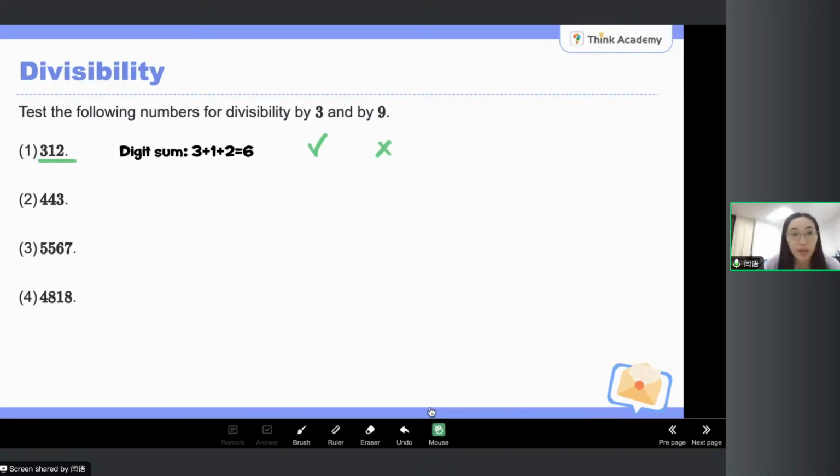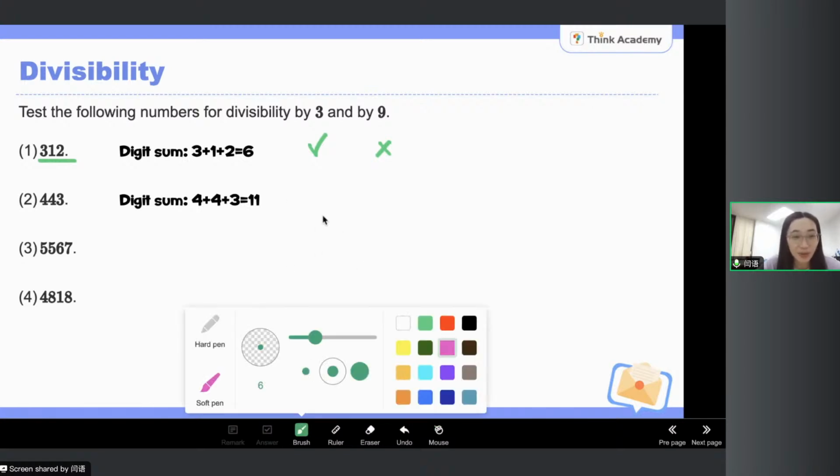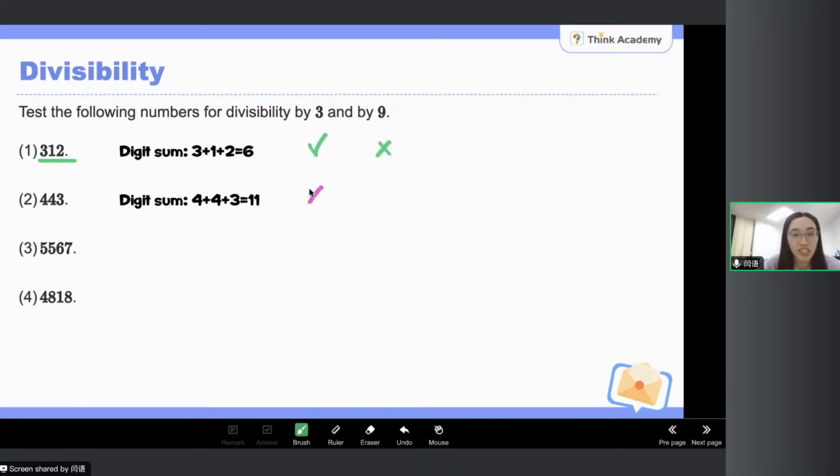Okay? Pay attention. Now for the second one, what is the digit sum of 443? Quickly, it's your turn. 443. What is it? Wow, this is a P1 question actually. 443. What is 4 plus 4 plus 3? Correct. It is 11. So now let's have a look. Is 11 divisible by 3? No. Okay. Is 11 divisible by 9? No. Okay. So yeah, double no.